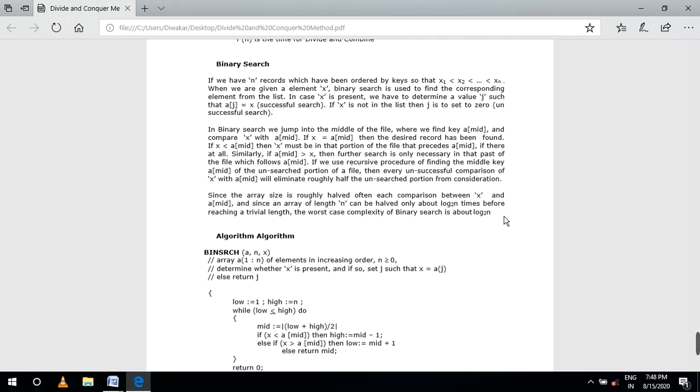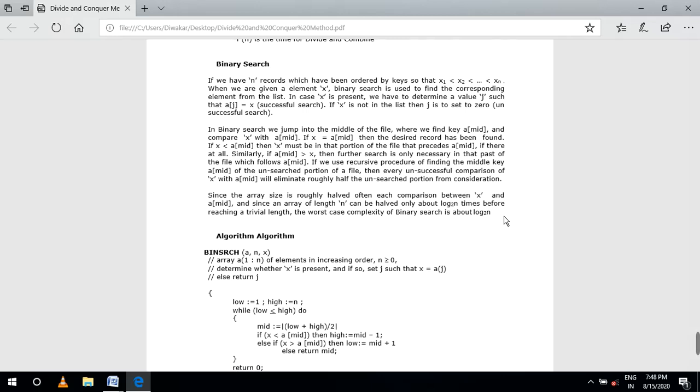In binary search, we jump into the middle of the file where we find the key of mid value and compare x with a of mid. If x equals a of mid, then the desired record has been found. If x is less than a of mid, then x is in the lower portion of the array based on the mid value; similarly if a of mid is greater than x.